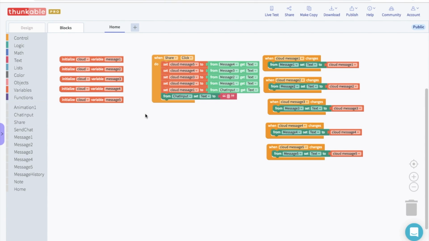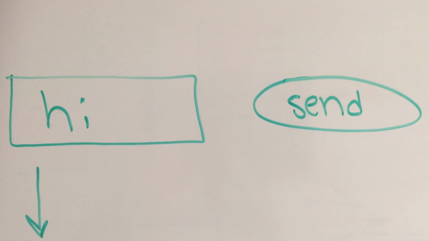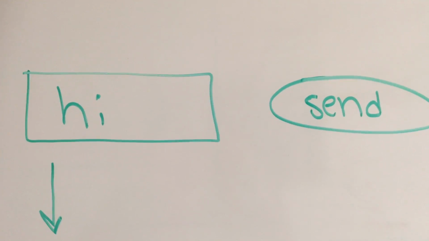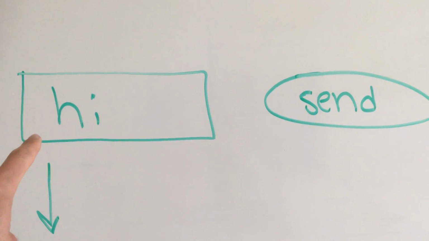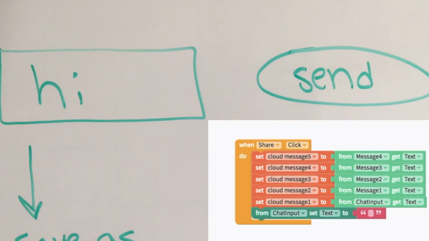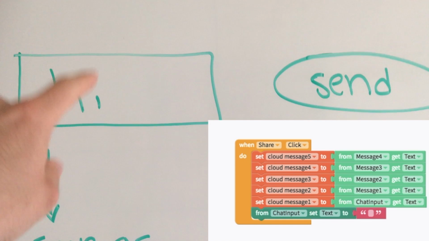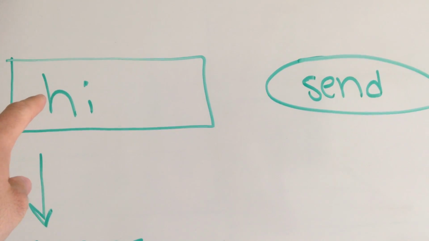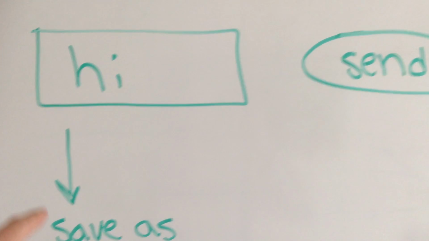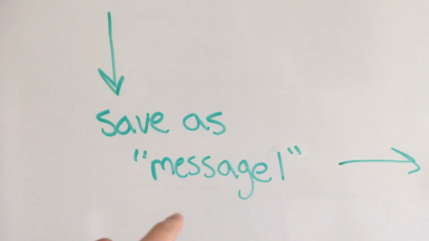So what does this block do? This block explains what happens when the share button is clicked, and this is where the variables come in. I wrote this out because I thought it would be easier to explain. So when you write in a message, and again, we're just going to write the message hi, and we click send, these blocks are basically telling your phone to store this message and give it a name. It's just going to store it as a variable, and the variable's name is going to be message one.